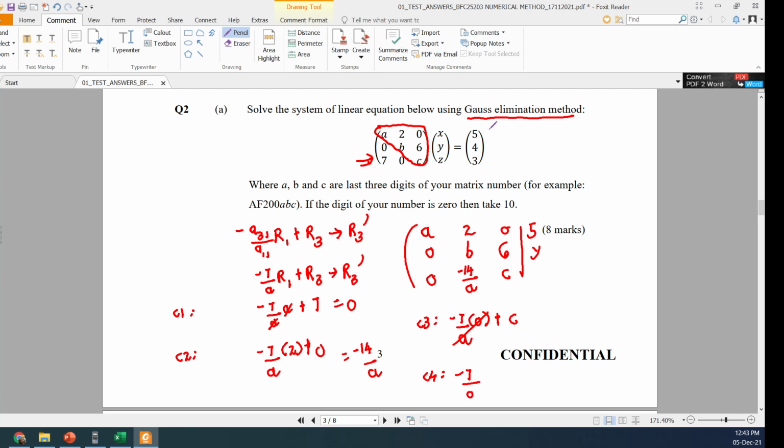Column 4, row 1 is 5. This is A. Okay, row 3 is 3. So you have negative 35 over A plus 3. Okay, if you perform, use carry on the ABC, this is step 1. This entry is negative 14 over A, and then this is C, negative 35 over A plus 3.